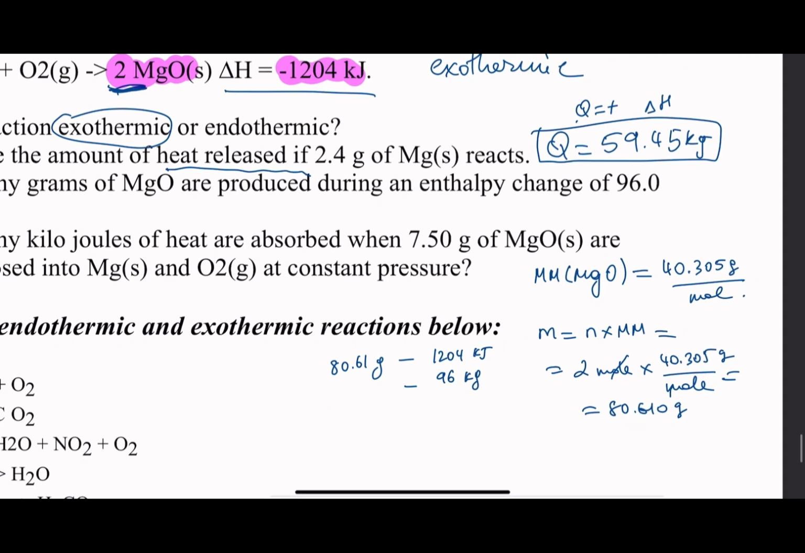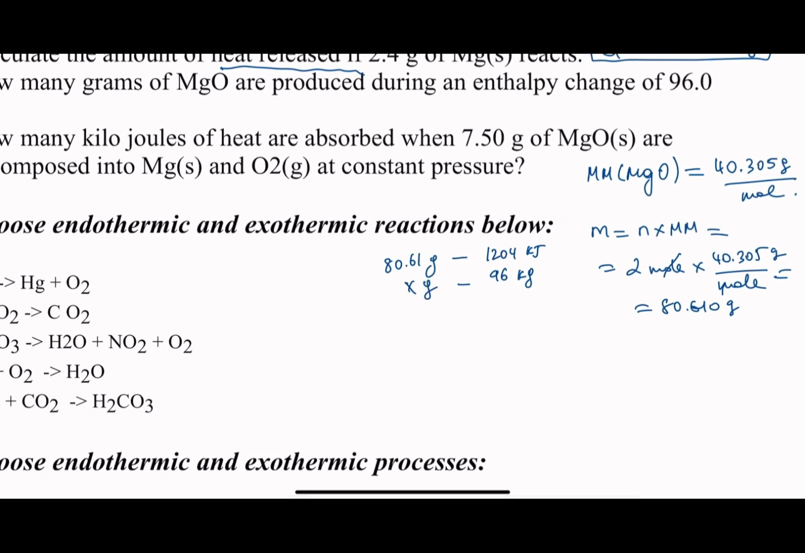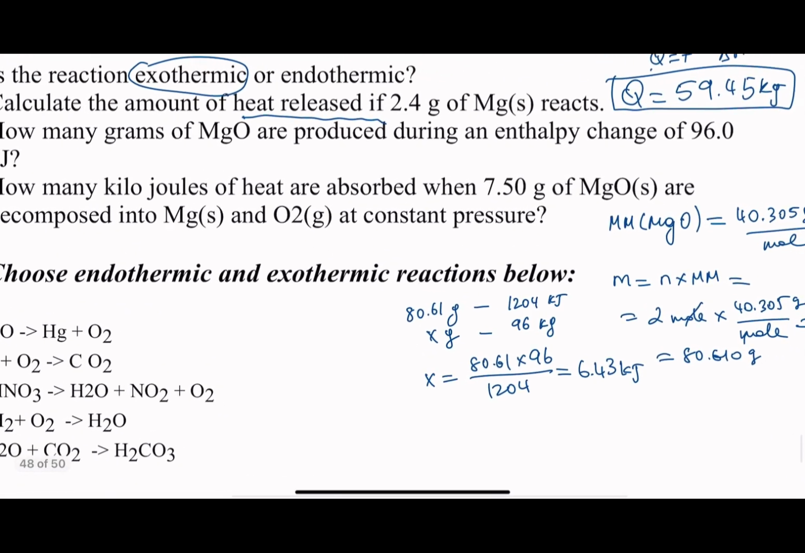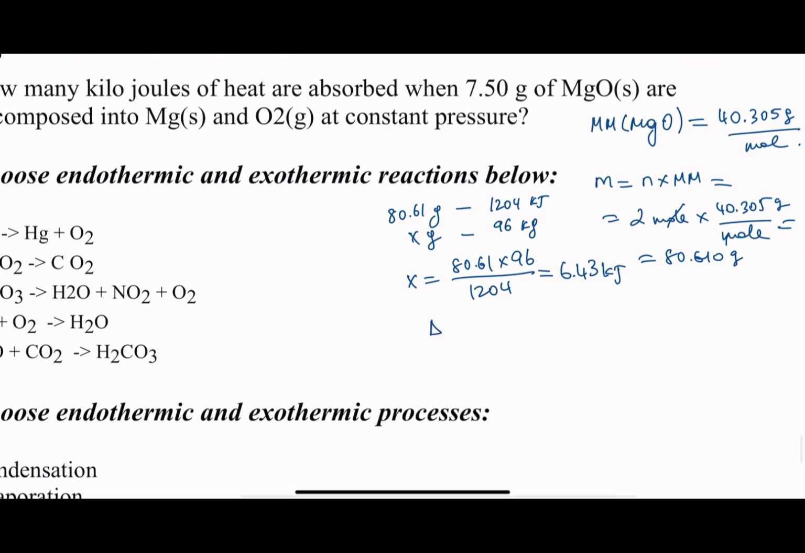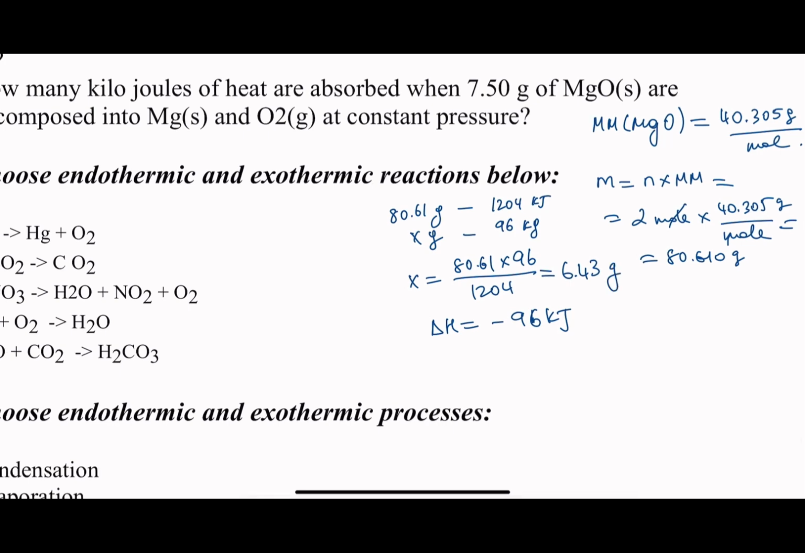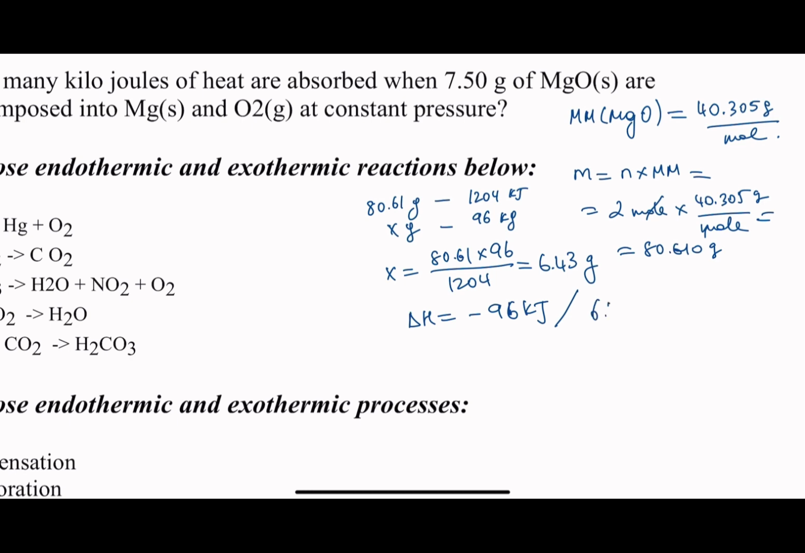It's asking for 96 kilojoule. How many grams of magnesium oxide are produced? So X gram. X would be 80.61 multiplied by 96 divided by 1204, and this is going to be 6.43. This is how many grams during the enthalpy change of 96. So this 96 was actually delta H, meant to say negative 96 kilojoule, and sorry, I wrote it here wrong. This is 6.43 grams.